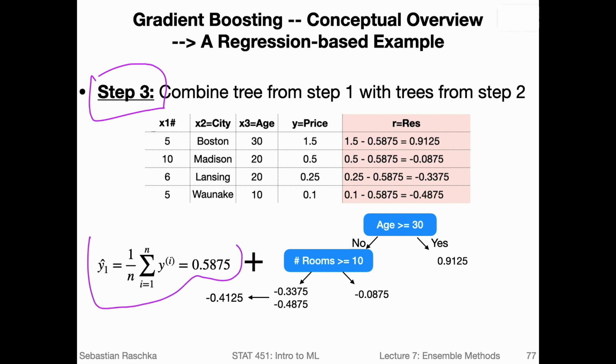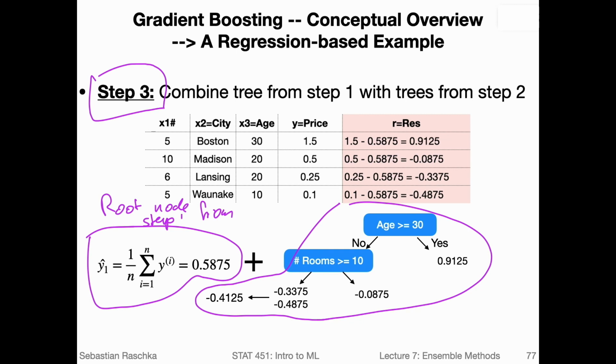So here, this is our root node from step 1. And this one here is the tree from step 2. That is our step 2 tree, and now we combine the two. Every time we make a prediction now, we use both trees and combine both predictions into one prediction by adding them. So it's an additive model. Gradient boosting can be considered as an additive model.